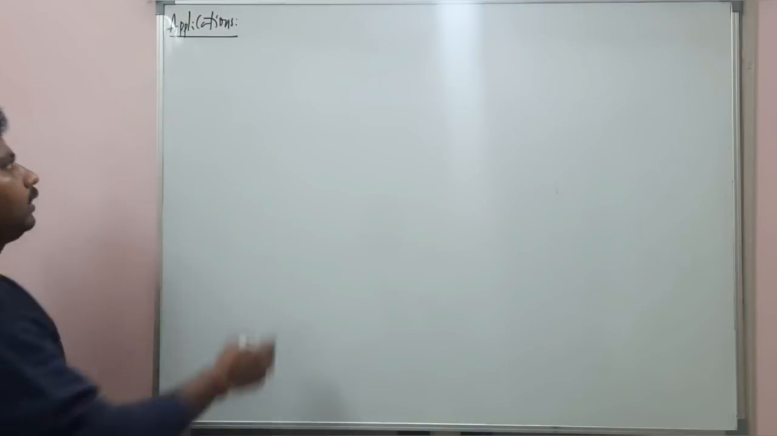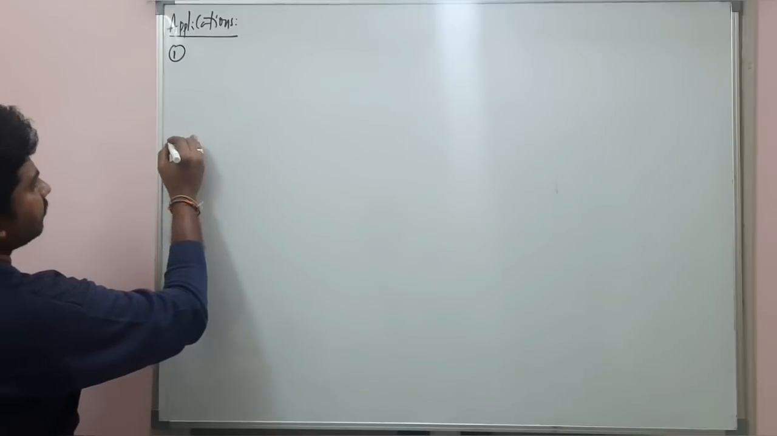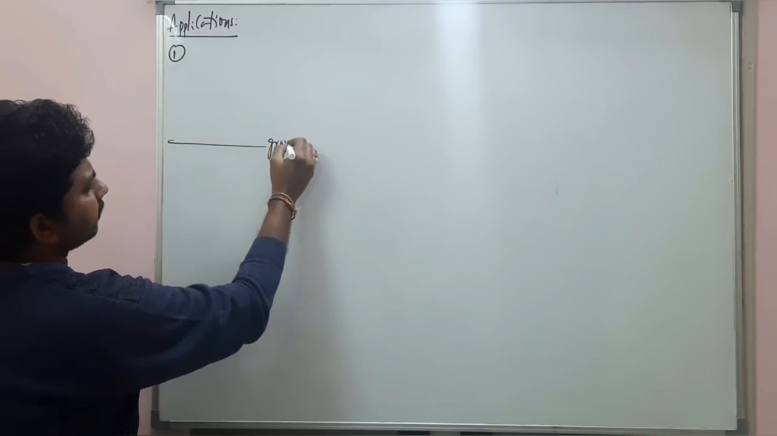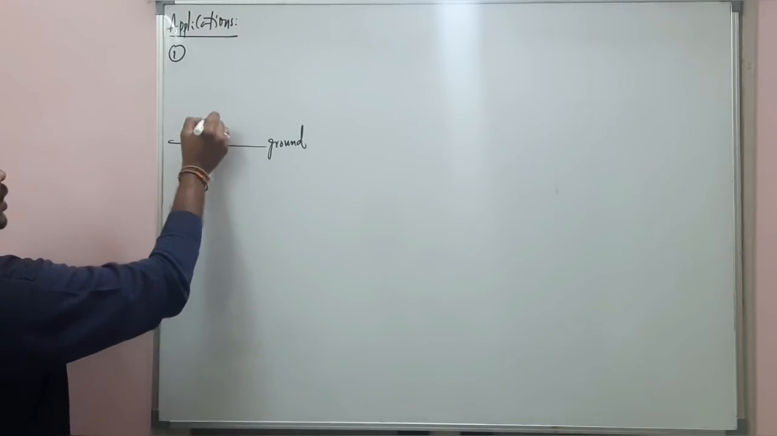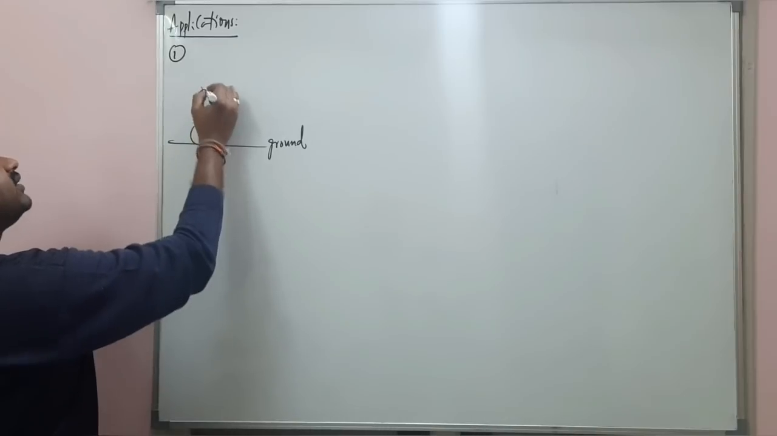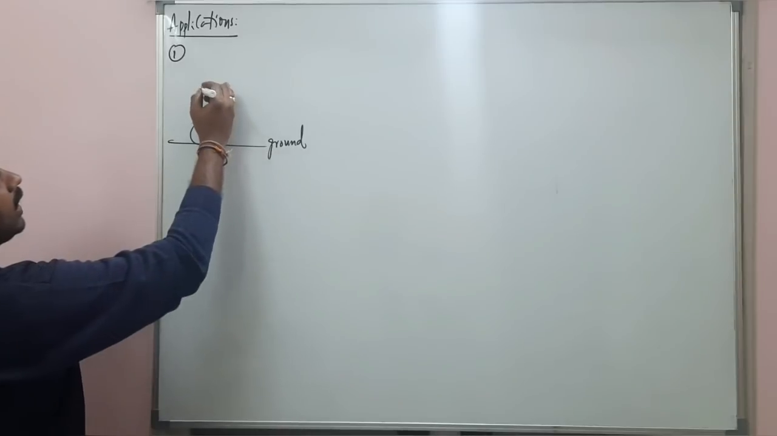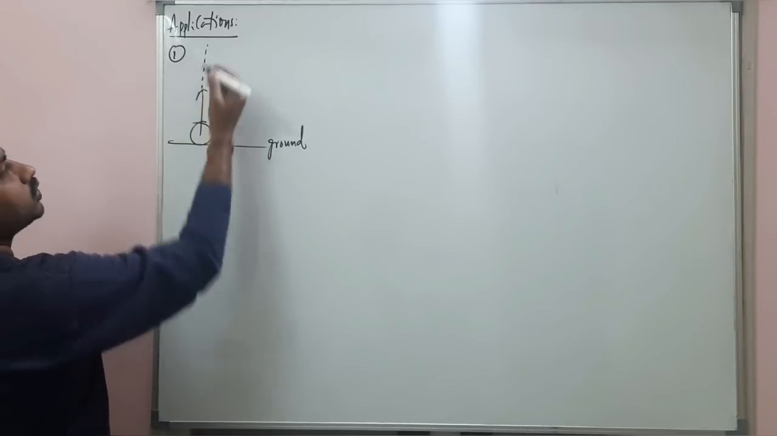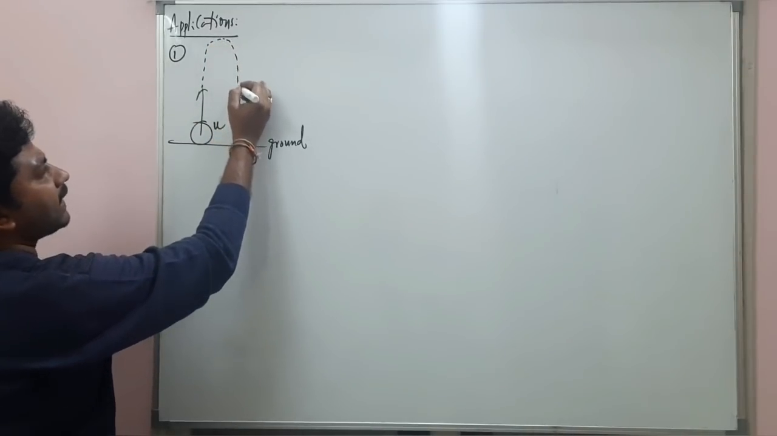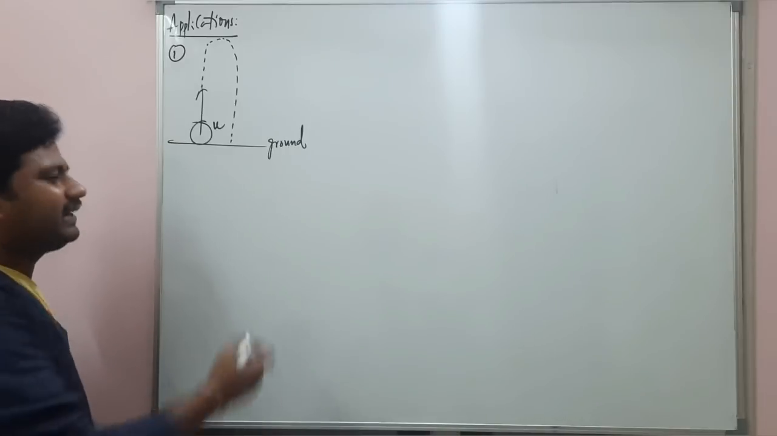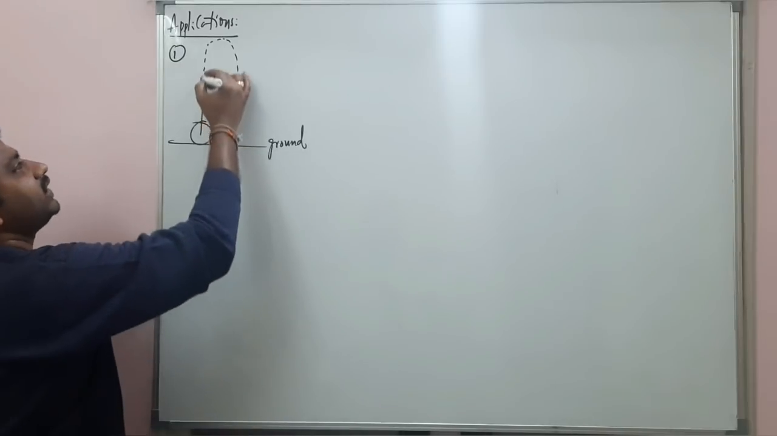Number one. This is the most commonly asked question. The first application: there is a ball which is thrown up with some initial velocity u. Look here, it is thrown up in this way, goes to some height, and comes back. Actually, it goes straight and comes back in the same path. For your better understanding, I have drawn it in this way.